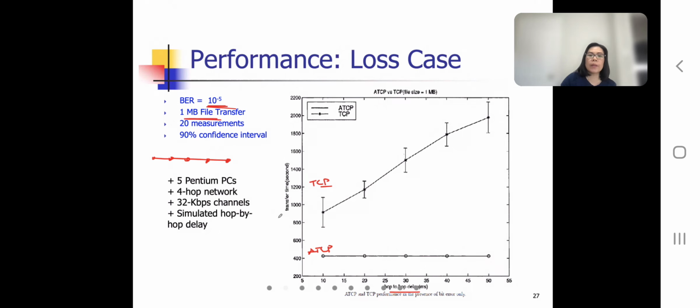to transfer the file. You can see that the first observation is it takes TCP much longer to transfer the file. For ATCP, it's a bit over 400 seconds to transfer this file. And for TCP, it's around 900 here if we have a low delay, to around 1900 here. So you see it takes longer for TCP to transmit the file.